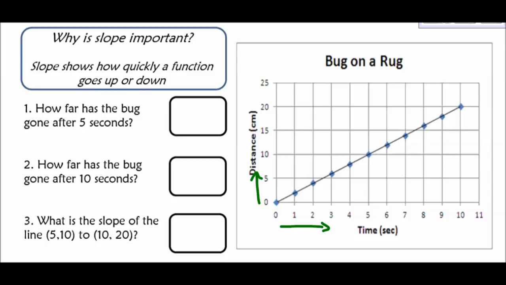Now the first one just says, how far has the bug gone after 5 seconds? So after a time of 5 seconds, the bug traveled 10 centimeters.